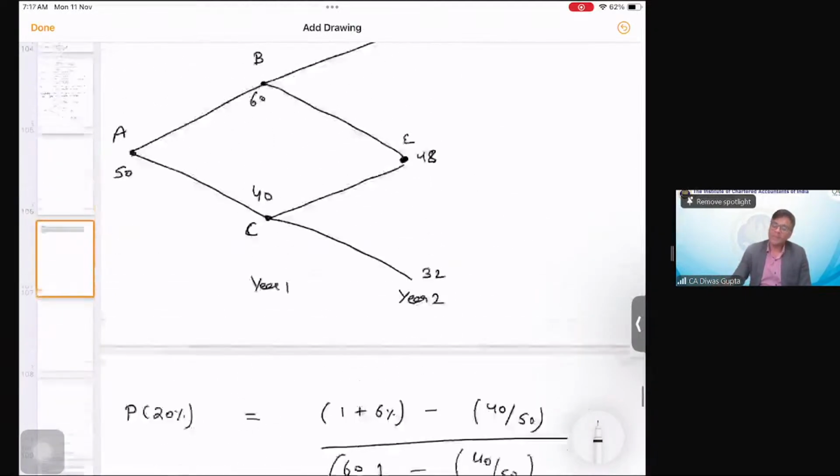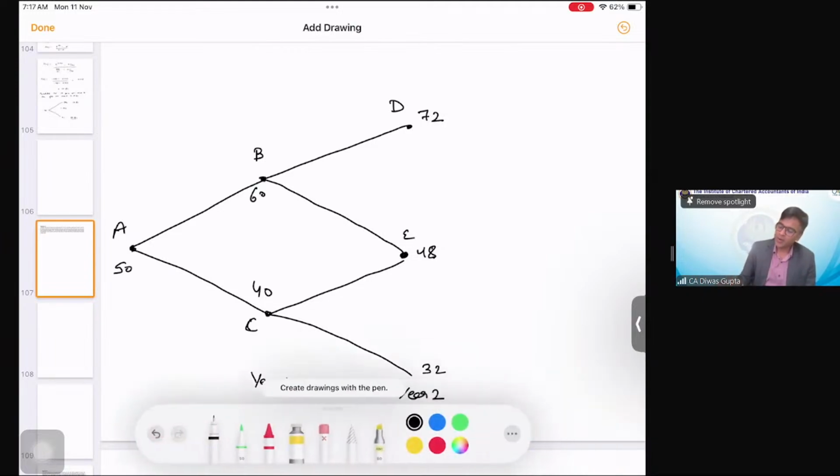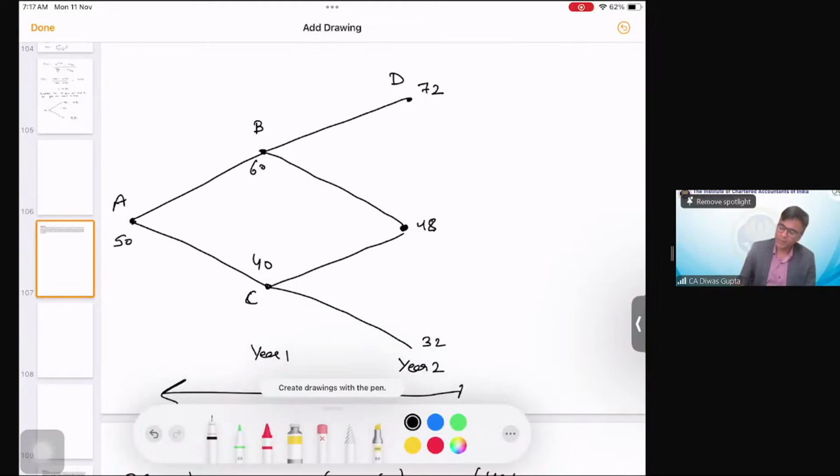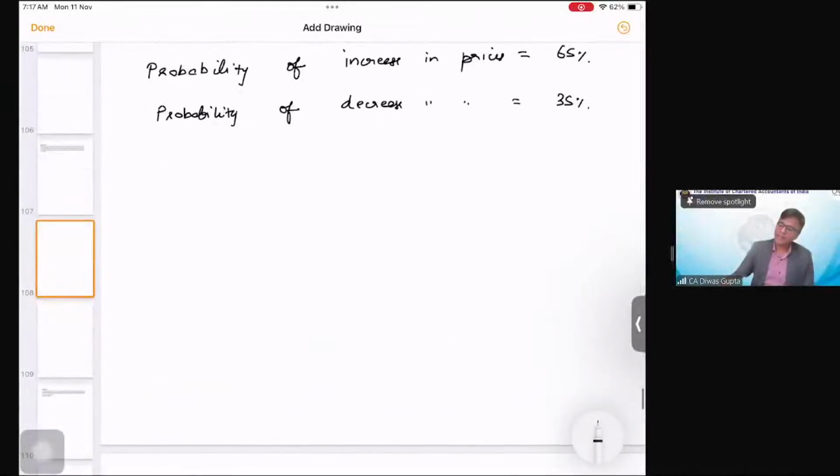Now, if I may tell you, always start from here to here while you calculate the payoffs. Okay, so always start from the last time period to the first time period. The reason is the payoff at B's node will be an outcome of what D and E is offering in terms of the payout. Okay, what D and E is giving you will actually result in what B is supposed to give.